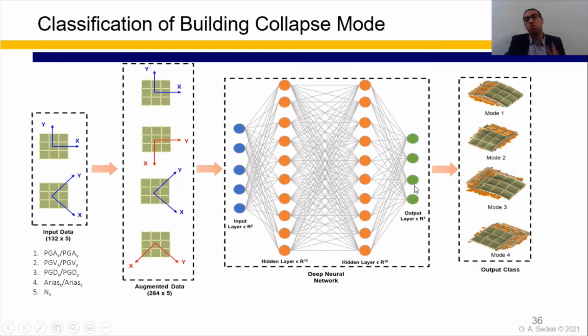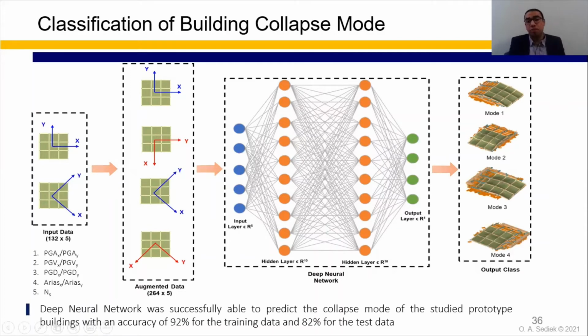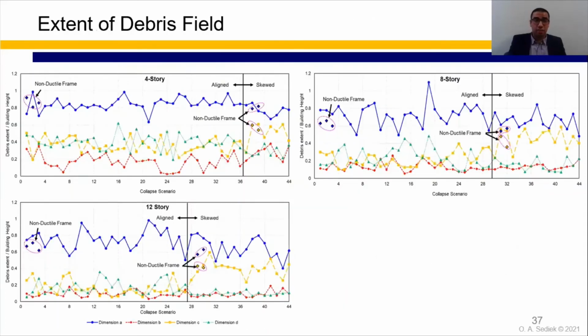So we used 2 hidden layers with 10 neurons in each layer. And as we can see here, the output class is one of the 4 classes that I just showed, mode 1, 2, 3, and 4. And actually, the deep neural network was successfully able to predict the collapse mode of the studied prototype buildings with an accuracy of 92% for training data and 82% for the test data.